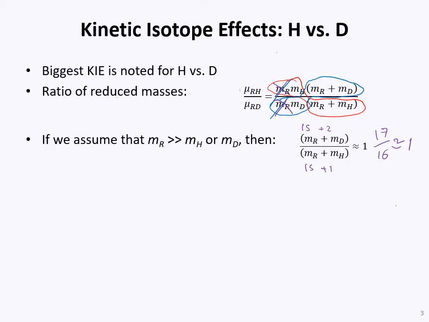So essentially what we can do there is say that this cancels too, because this is equal to 1. So we get left with this part here. The ratio of the reduced masses is equal to the mass of the hydrogen over the mass of deuterium, which is equal to 1/2. Which is nice and simple.